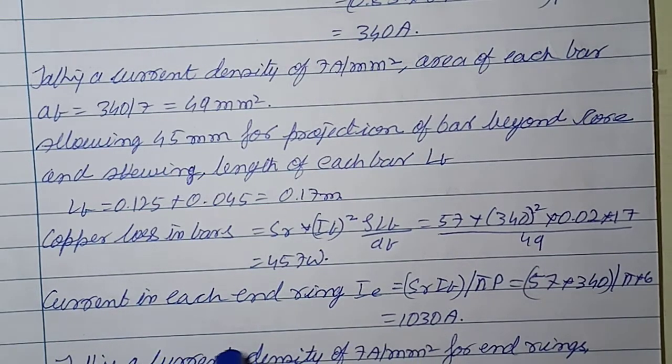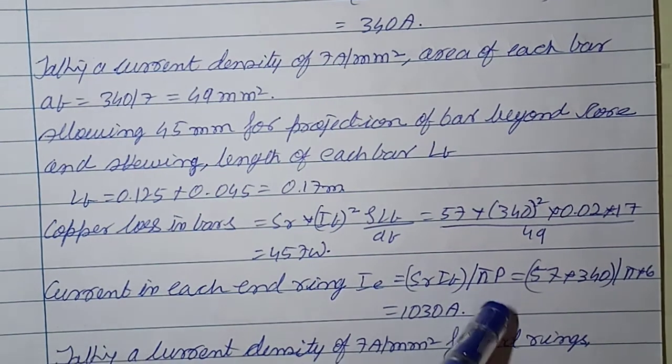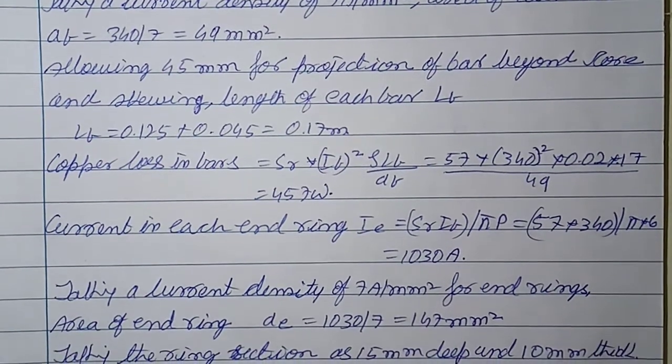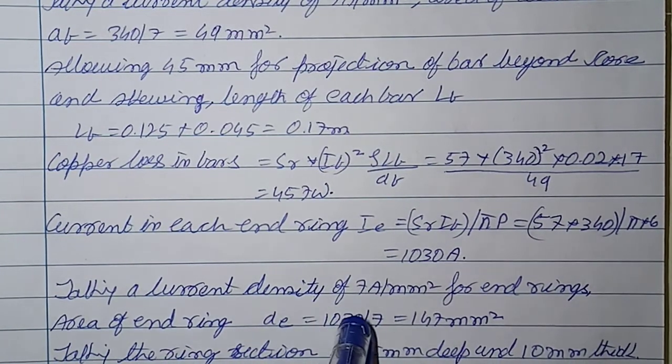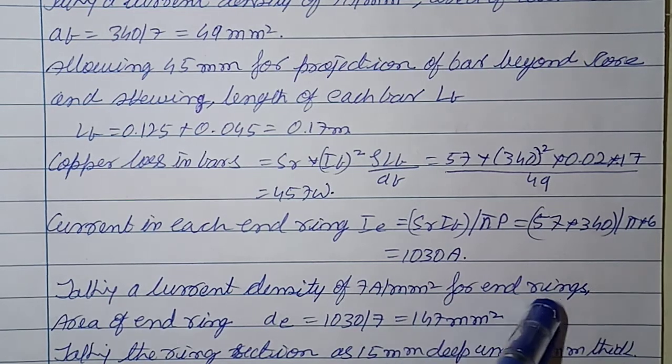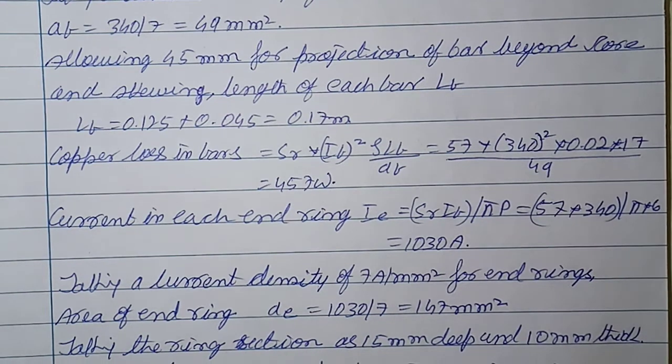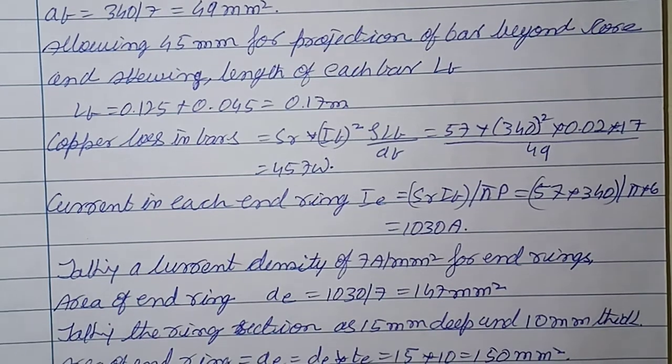Next, the current in each end ring IE is equal to SR into IB by pi P. So 57 into 340 divided by pi into 6. So it is 1030 ampere. P is the number of poles, and this equation also we have from the standard derivation. Taking a current density of 7 ampere per millimeter square for end rings, area of end ring AE is equal to 1030 divided by 7, which is 147 millimeter square.